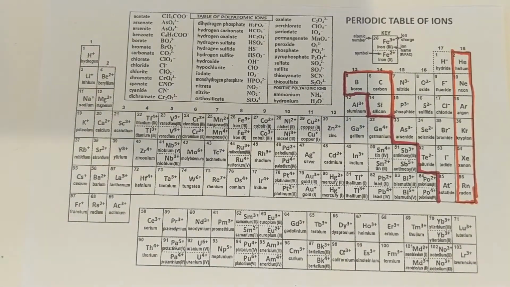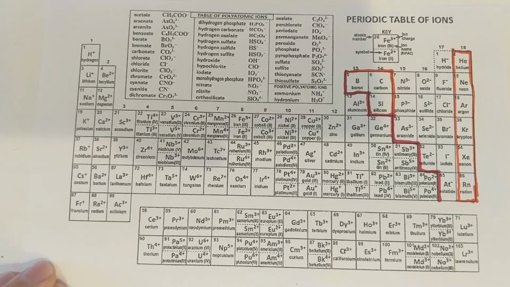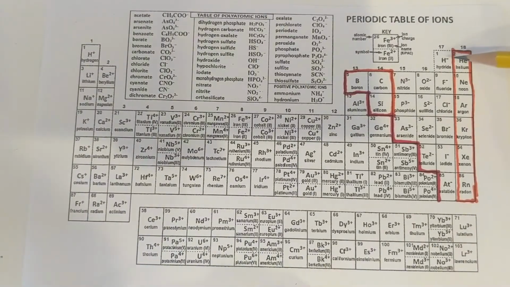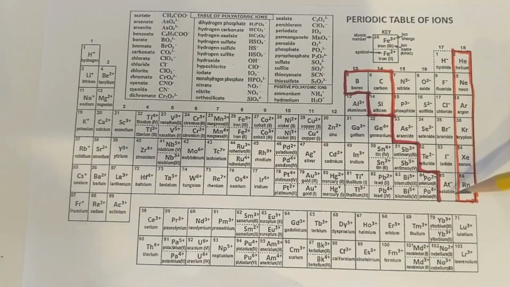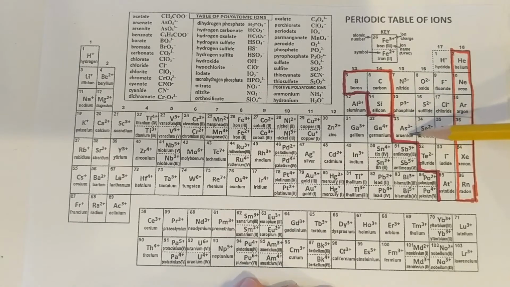We already know a lot of information on this periodic table. Like we know group 1, they all have a +1 charge. You can see right there. Group 2 would all have a +2 charge. Group 17 all has a -1 charge. Group 16, if you look at the nonmetals, all have a -2 charge. And group 15, if you look at the nonmetals, all have a -3 charge.